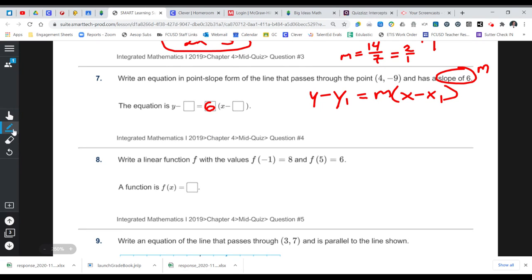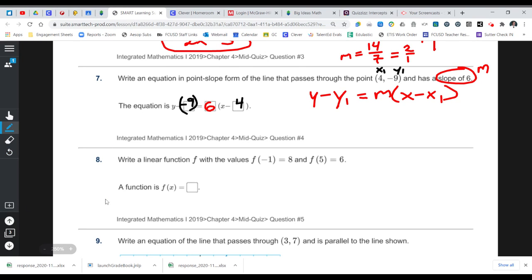Next, remember, all coordinate pairs are x's and y's. So x1 is 4, y1 is negative 9. So all we're going to do is fill in, in this case, negative 9 goes here, and 4 goes here. That fills in point-slope form for this equation.